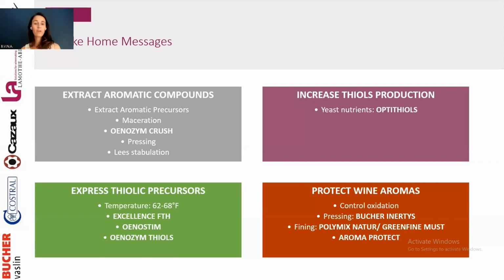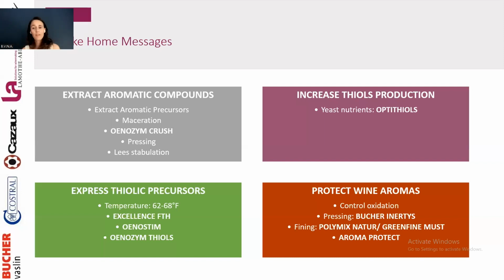The big step here is to express all these precursors now. And here you can work on temperature of fermentation, the yeast you are using, such as Excellence FTH or TXL. Using a yeast rehydrator, a yeast protector is a huge step, as we saw together. So ENOSTEAM is essential to really help the yeast have the best metabolism that it can. And then the use of Enozyme Thiol in fermentation or in aging or pre-bottling is a new product that really is a game changer in terms of aromatic compounds and thiols in wine.